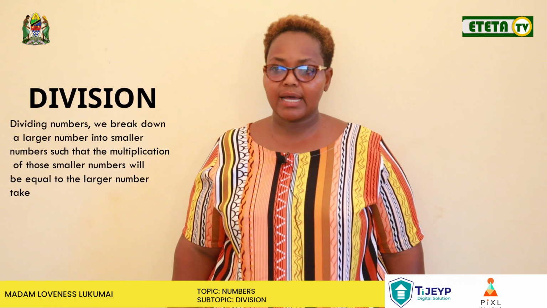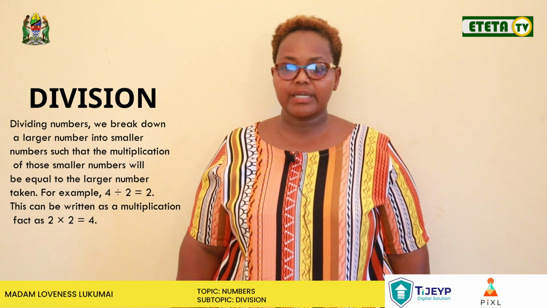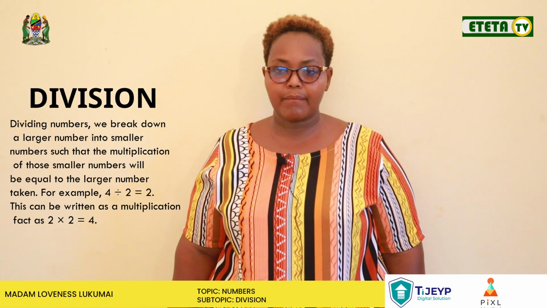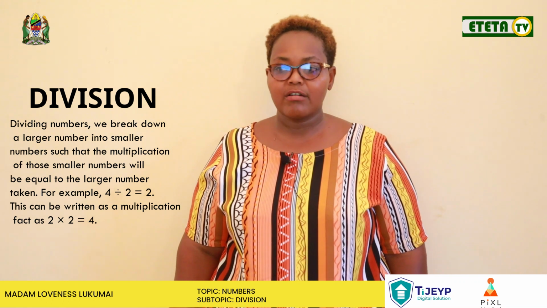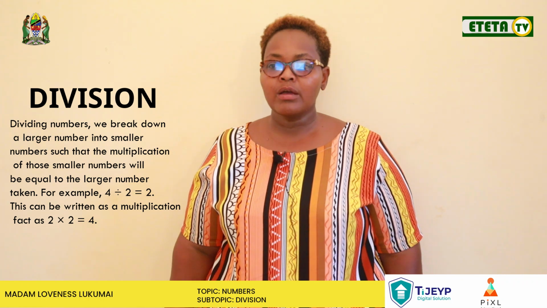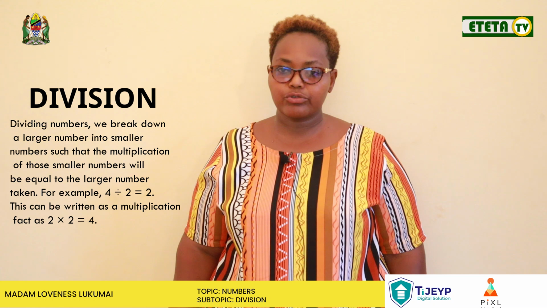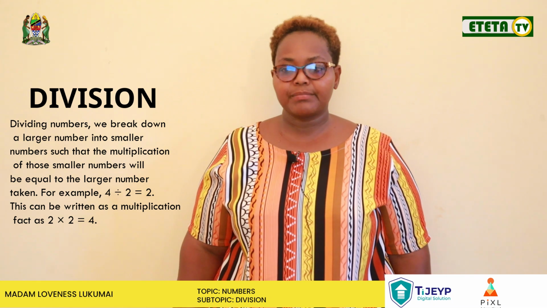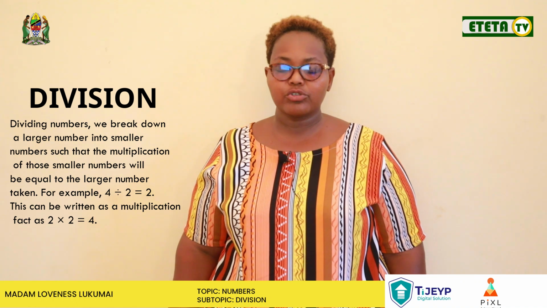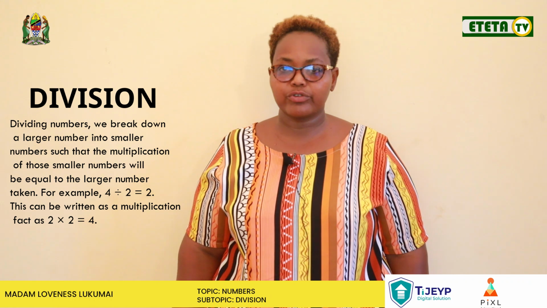The dividing number will break down a large number into smaller numbers, such that the multiplication of those smaller numbers will be equal to the large number taken. For example, 4 divided by 2 is equal to 2. This can be written as a multiplication fact as 2 times 2 is equal to 4.